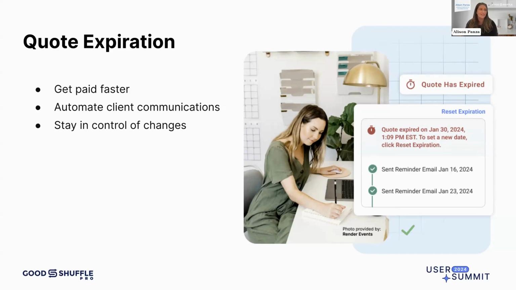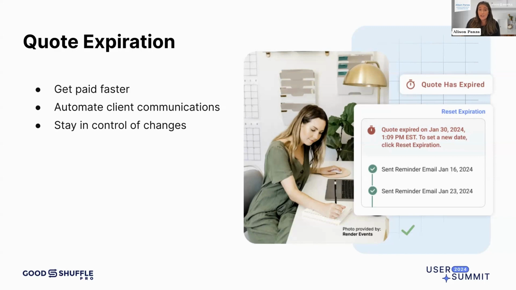Additionally, from an automation standpoint, the client communications are automated through Goodshuffle as well. So we're sending those quote expiration reminder emails or letting your clients know that those are about to expire. And you can, like all of our templates, customize those, edit those to include your brand messaging, make sure that your customers are seeing the expiration information you'd like them to see.